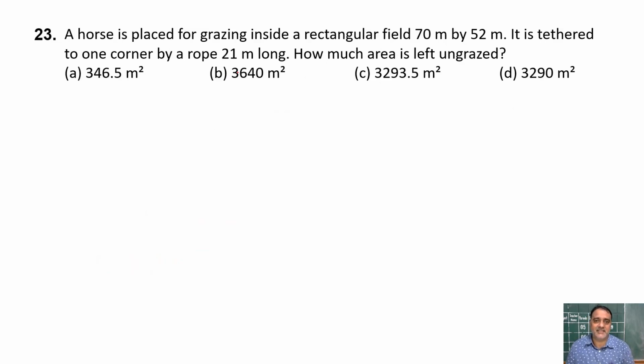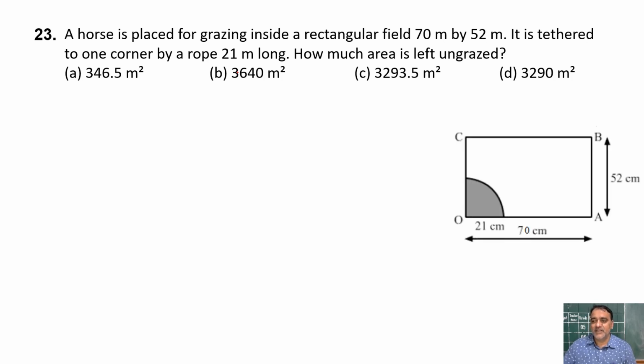A horse is placed for grazing inside a rectangular field 70 meter by 52 meter. It is tethered to one corner by a rope 21 meter long. How much area is left ungrazed? So this is the rough figure. We have to find this white portion. So how will you find? Area of rectangle minus area of quadrant. Very good. Area of rectangle minus area of quadrant. And the radius is also given 21 meter. एक मिनट, ये सब में मीटर है ना?